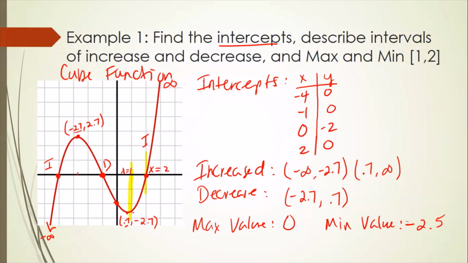Because from the interval from 1 to 2 where I highlighted, that's all you're looking at. So from 1 to 2, what is your largest value and what is your smallest value? So my largest value is at 0 and my smallest is at negative 2.5. Do you feel confident in finding intercepts, increasing, decreasing, and max values and min values?